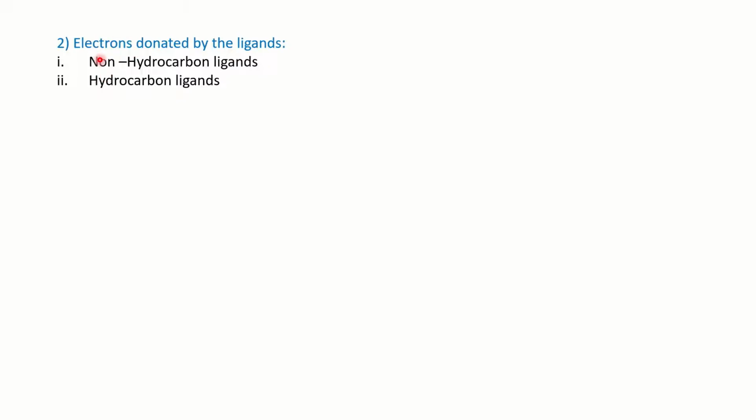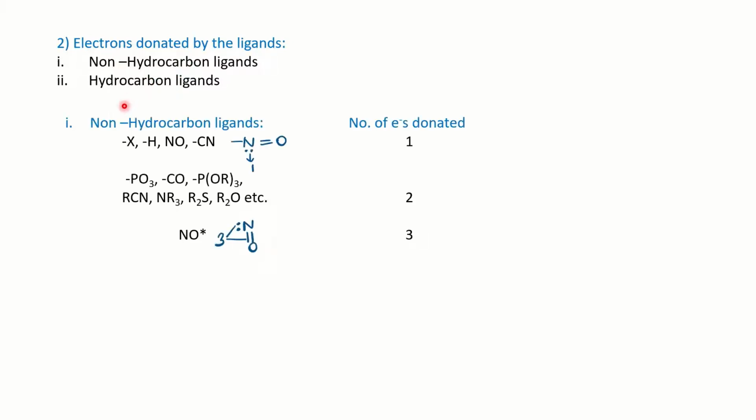Then the second step was the electrons donated by the ligand. So now there are two categories of ligand which we have. One is non-hydrocarbon ligand, other is hydrocarbon ligands. For non-hydrocarbon ligands, you have this list which you have to learn, like you have halogen, hydrogen, nitroso and CN group, which if you have as a ligand contribute 1 electron to the metal.